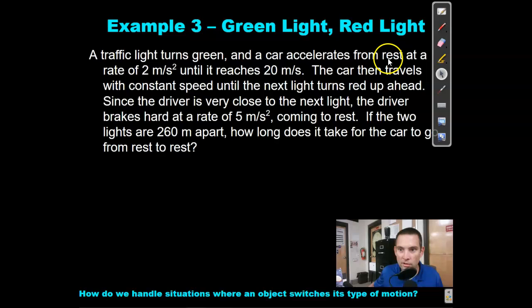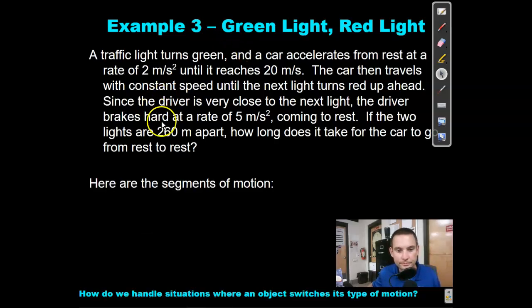Okay, so for example, accelerates from rest at a rate of 2 meters per second until it reaches. We have a final velocity, we have an initial velocity, we have an acceleration. From there we can find time, we can find displacement, whatever it is we're needing. And then the next one, the car travels with a constant speed until the next light turns red up ahead. So this is the whole idea, is just taking your time reading the questions, understanding what's actually happening, and then applying what you already know to small pieces of it.